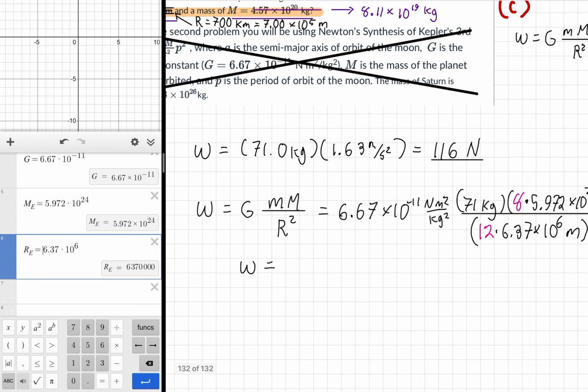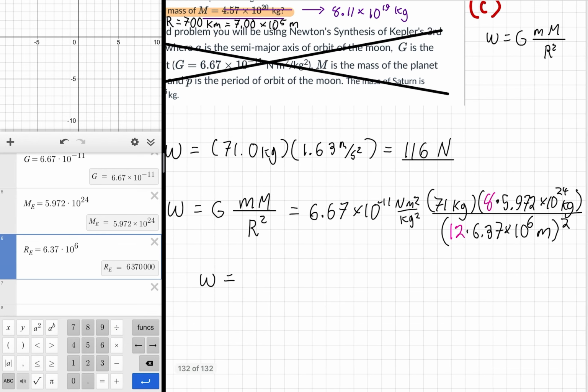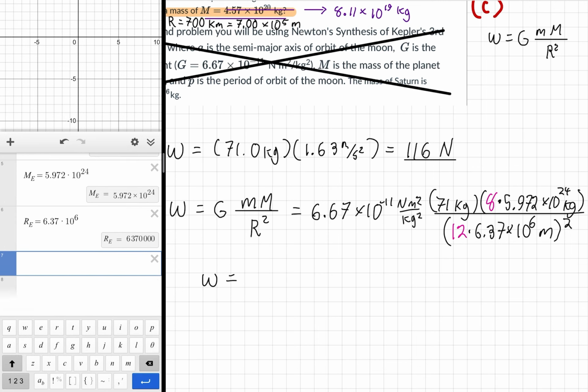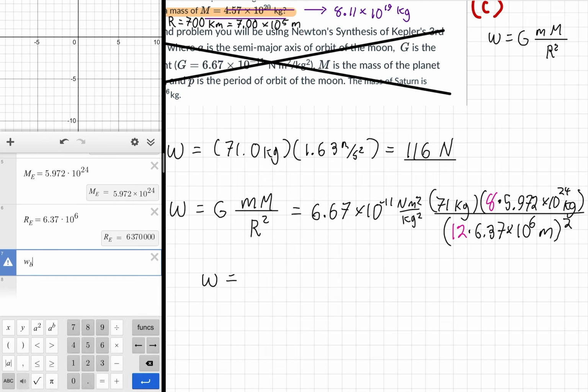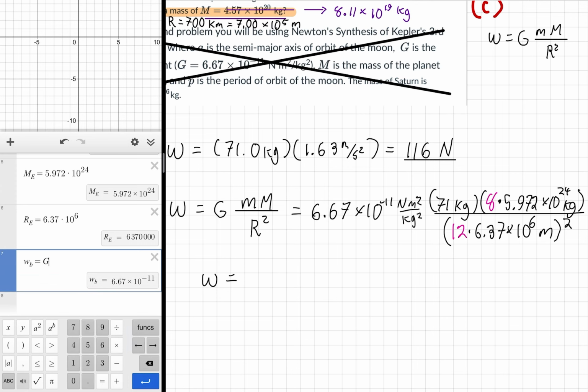Now I'll write all those numbers in and then put it in the calculator. That's the way we've been doing it, so I'll do it here as well. Actually, no, I already did it here. We're good. We can do the final step, because we already wrote out all the numbers. So now this is going to be weight, and then subscript with part B. Okay, and then equals big G. And then we'll start our fraction right here.